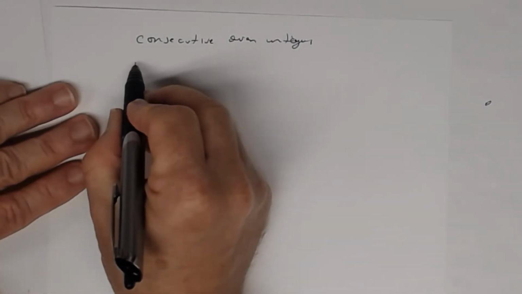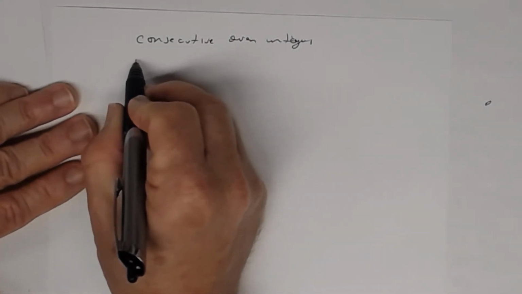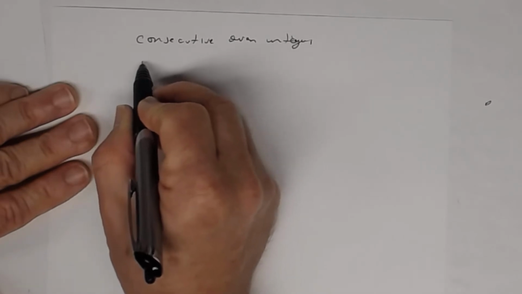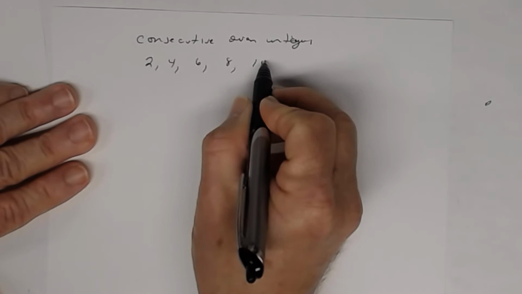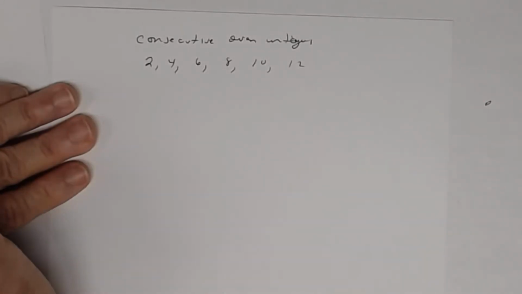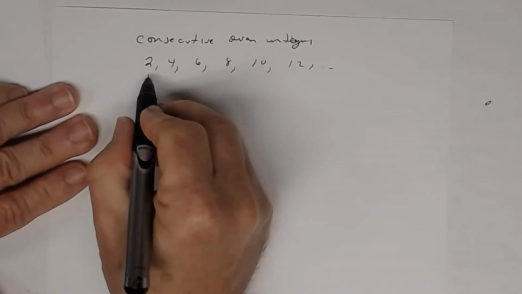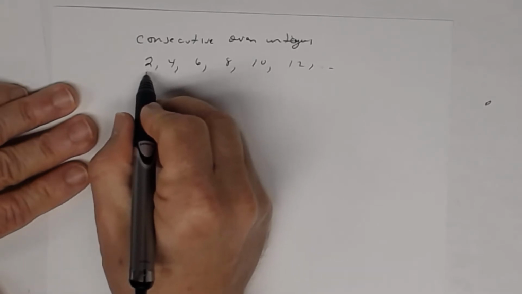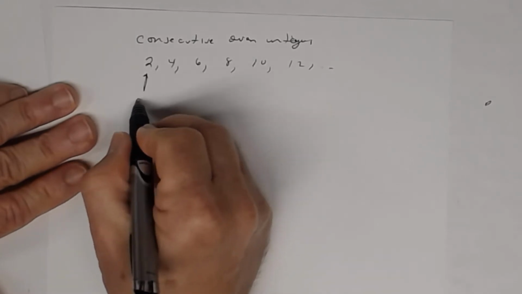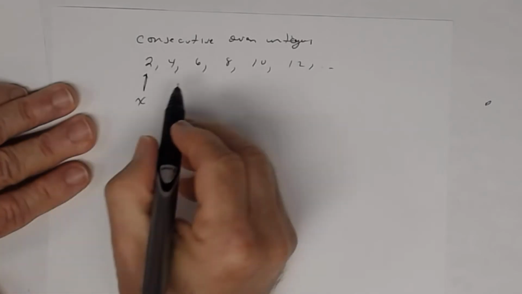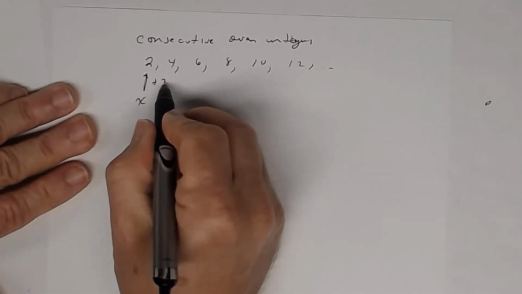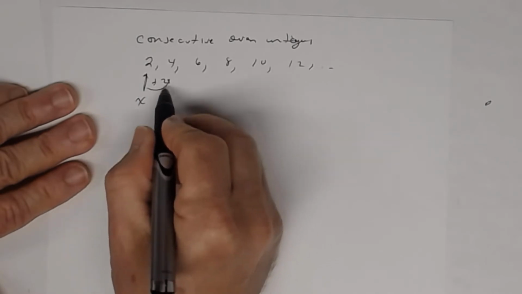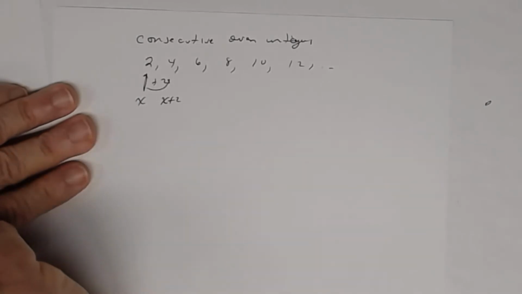So for this one though, consecutive even, all right, let's talk about this. Let's look at some examples again. 2, 4, 6, 8, 10, 12, and so on, right? If the first one's x, then the second one, to get to that 4, I have to add plus 2, right? So the second one will be x plus 2. Y'all agree? Okay.